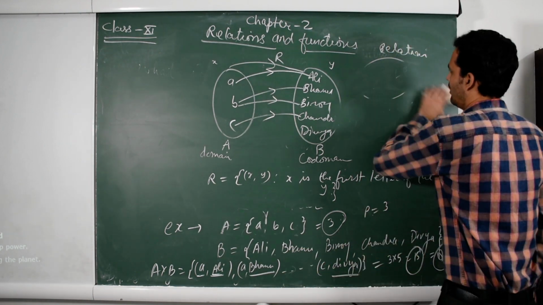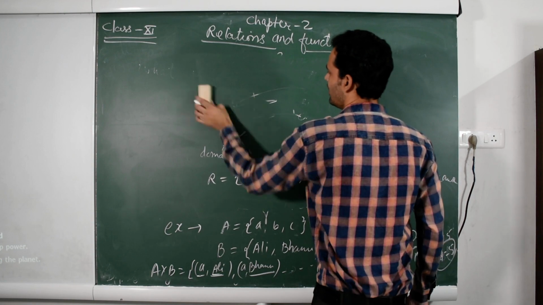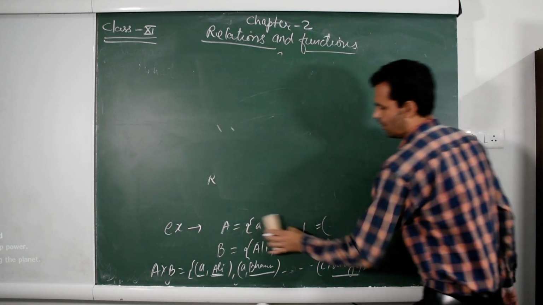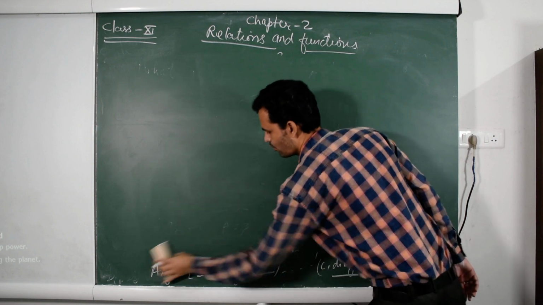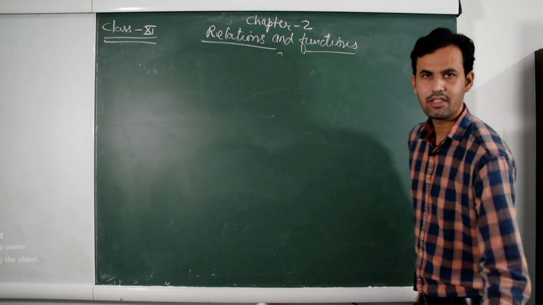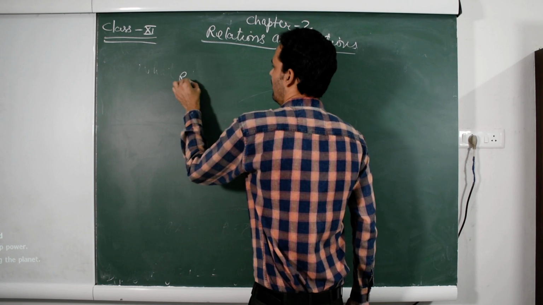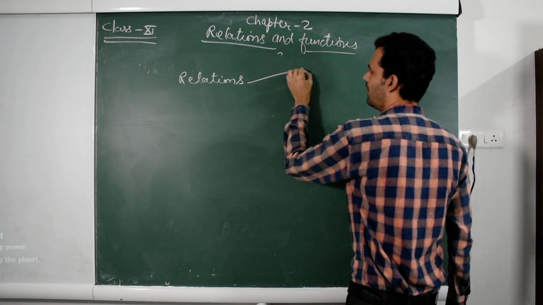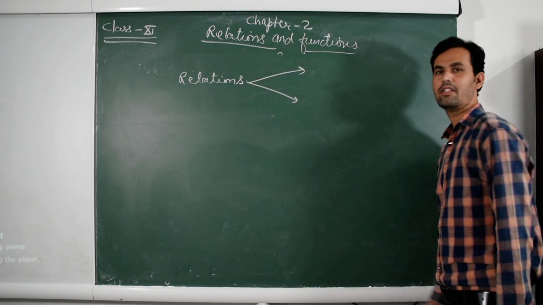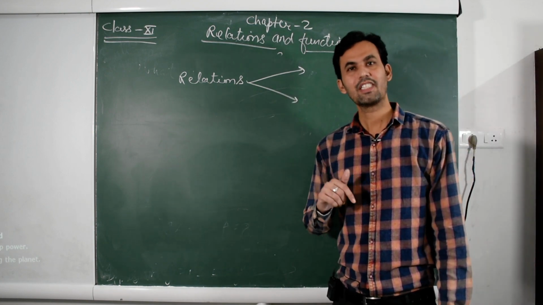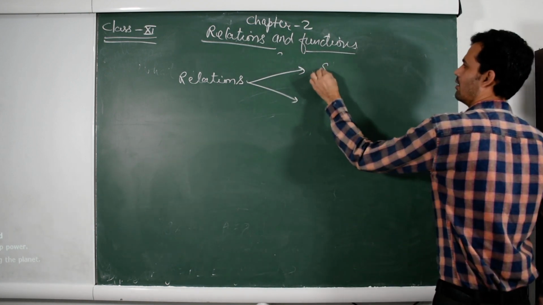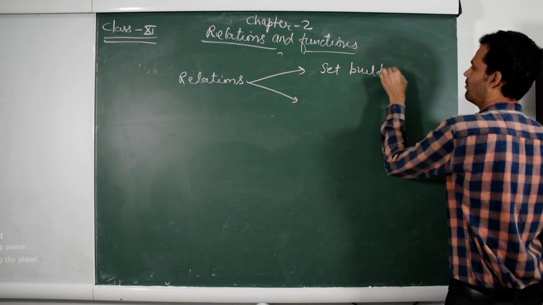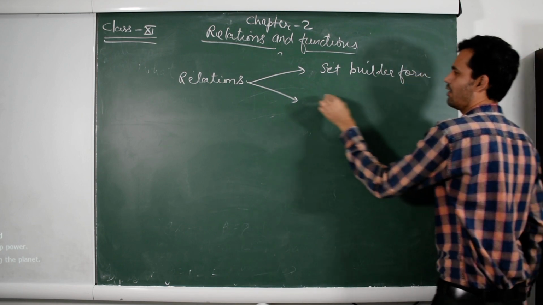Relations can be described in two forms. There are two forms to write relations, and these two forms are the forms of sets: set builder form and roster form.